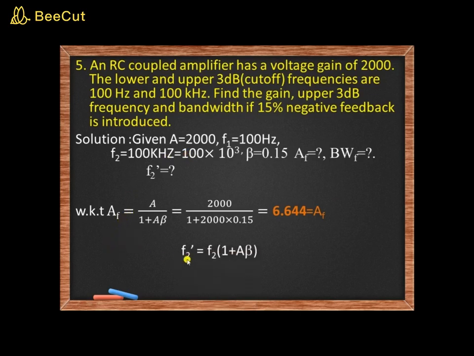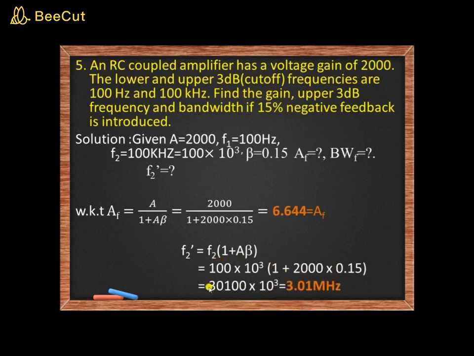Next, let us calculate F2 dash. So we know that F2 dash is equal to F2 into 1 plus A beta. F2, they are given the upper cutoff frequency of the amplifier without feedback as 100 kilohertz. So it is F2 is 100 kilo into 1 plus A is 2000 into 0.15. So 2000 into 0.15 is 300. 300 plus 1 is 301. 301 into 100 is 30,100 kilohertz, which can be written as 30.1 megahertz. So if you do not know how to do such conversions, just write the answer as it is and put hertz.